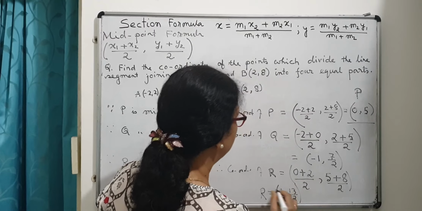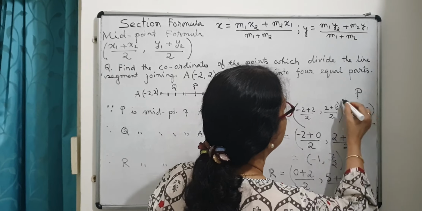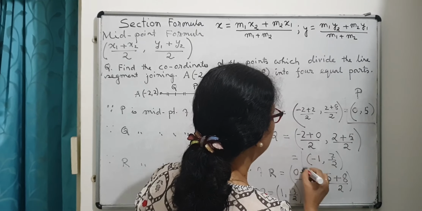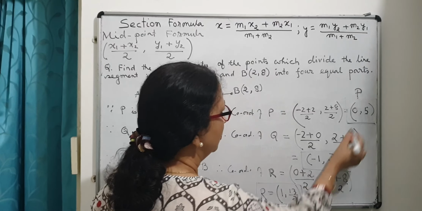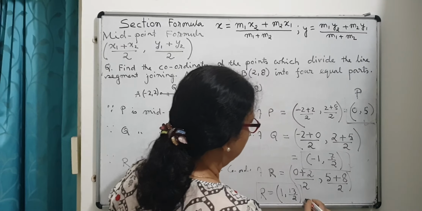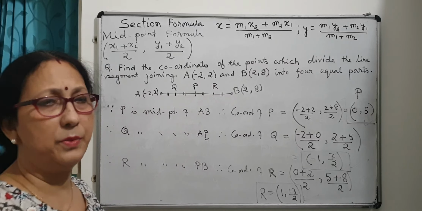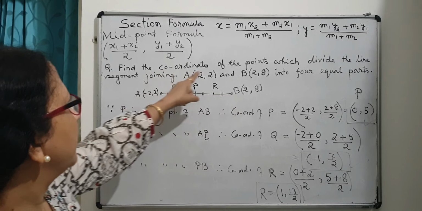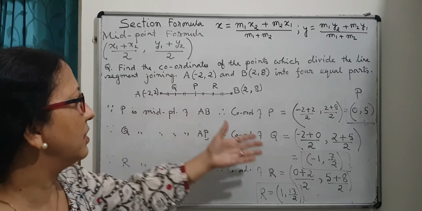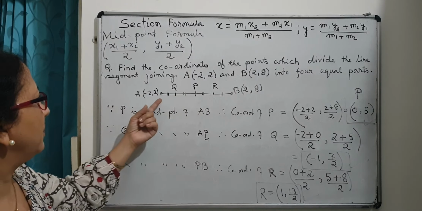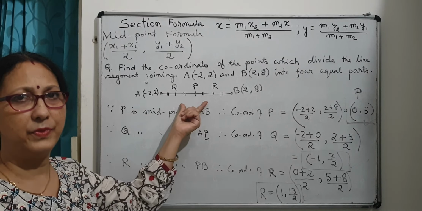So these are your answers. First point is this one, then this is the second point, and this is the third point. So these are your required points, the coordinates of the points. These are the 3 points. We found the coordinates with the use of the midpoint formula very easily. The only thing you have to do is visualize the thing by drawing a diagram.